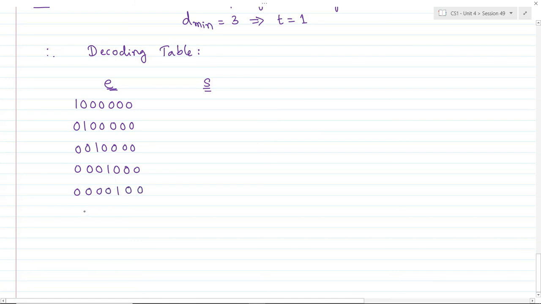If it's a double error correcting code, then I would take all the combinations of double errors as well, where there would be two ones in the error vector. I should take all the combinations of those. For each individual error, we should calculate the syndrome. The syndrome that we calculate is very simple. Here the syndrome is nothing but the error vector times H transpose.